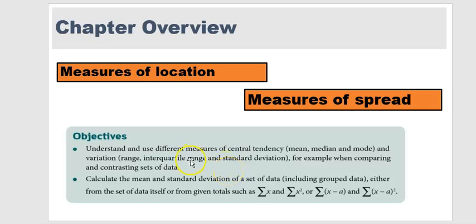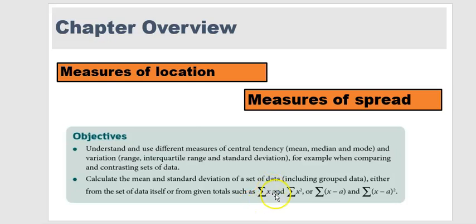So the variance will help you to find the standard deviation, because later on we will introduce the formulas that are required for this. For us to be able to calculate the standard deviation, it will be the square root of the variance. So we must calculate the variance for us to find the standard deviation. Again, we are going to also calculate the mean. We have talked about standard deviation of a set of data, including grouped data, either from a set of data itself or from a given total.